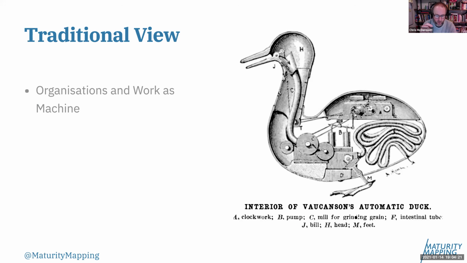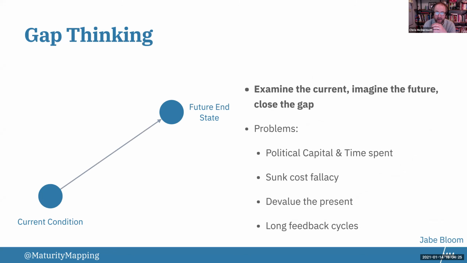But this is problematic. It leads to what Jay Bloom calls gap thinking when it comes to change. Gap thinking is this idea that we would examine our current condition. We would then imagine a future and the role of change in closing the gap. And because we have this sense that organizations are machines, we think that this movement to close the gap is something that can be planned. We can follow a series of steps. Gap thinking, however, brings us a bunch of problems.